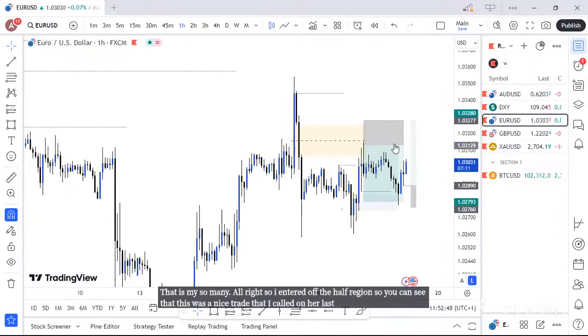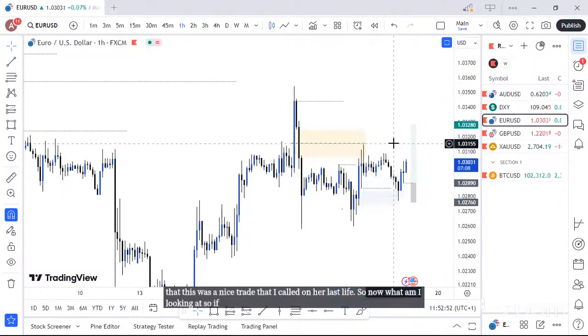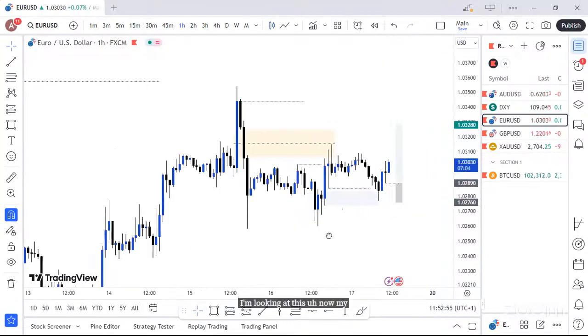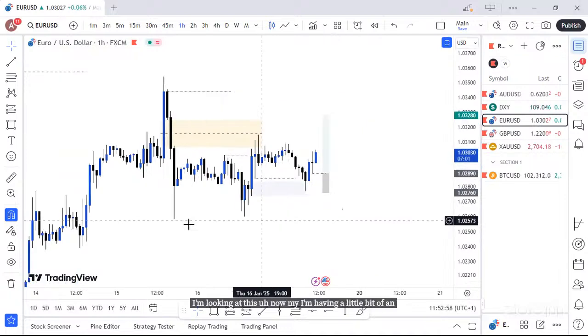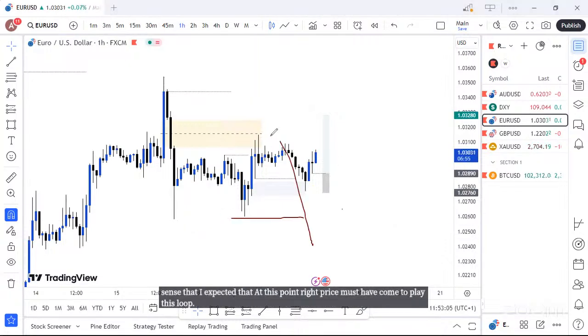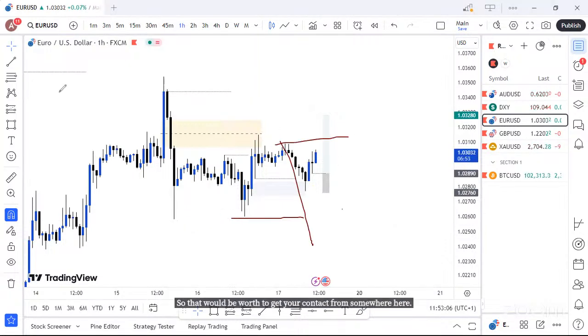So now what am I looking at? If I delete this temporarily, I'm looking at this. Now I'm having a little bit of an issue here in the sense that I expected that at this point, price must have come to clear this low. So maybe if you want to take a trade, I take from somewhere here. But price hasn't done that.